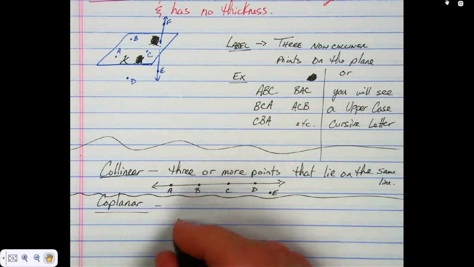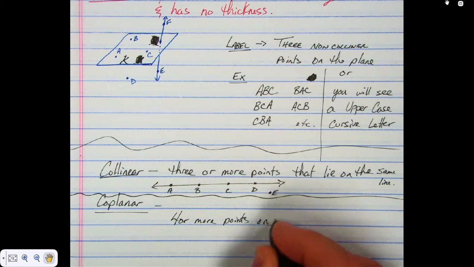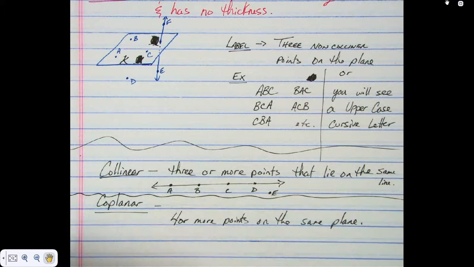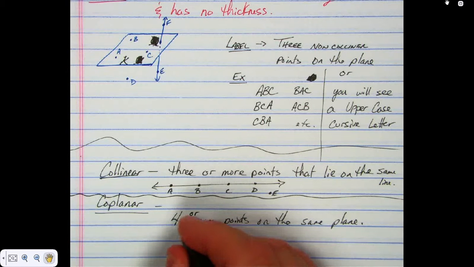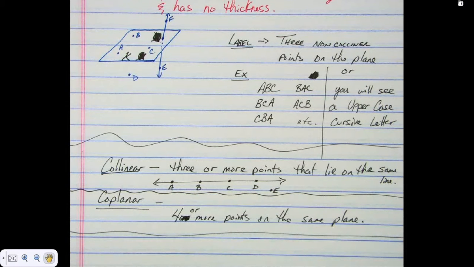Coplanar? Four or more points on the same plane. What do you think non-collinear means? Opposite. 3 points that are what? They're not on the same line. Non-coplanar, 4 or more points that are not on the same plane.